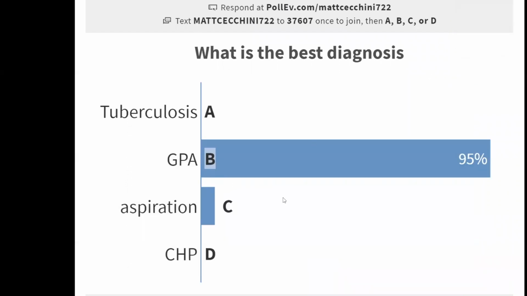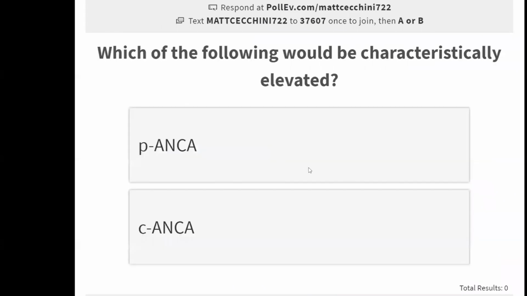Great job. So this is a case of active GPA. The old name of this was Wegener's. And so it has the characteristic appearance of this really blue appearance at low power, has the hyperchromatic nuclei, the multinucleated giant cells. It has areas of vasculitis.